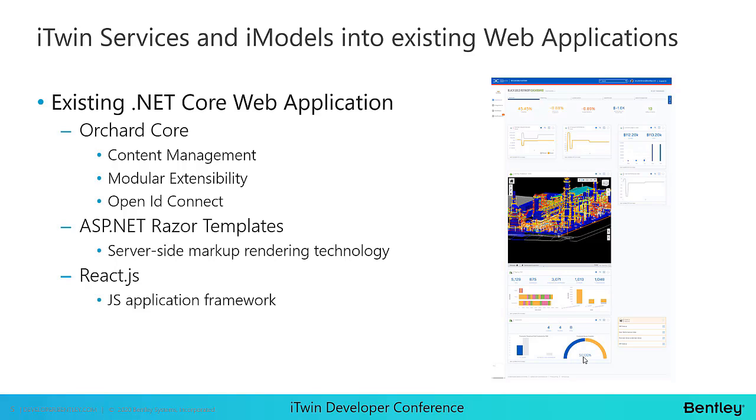the DCW platform, is an existing .NET Core web application. It sits on a framework called Orchard Core, which is an open source framework that allows for content management, modular extensibility, and that we can plug in different components and integrations and extend the platform very easily. It also supports OpenID Connect right out of the box.